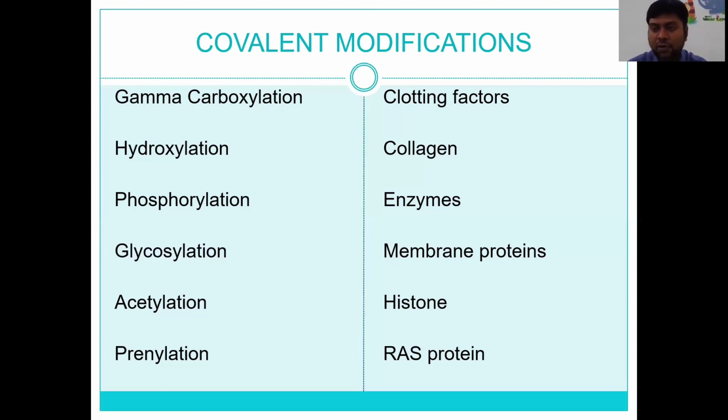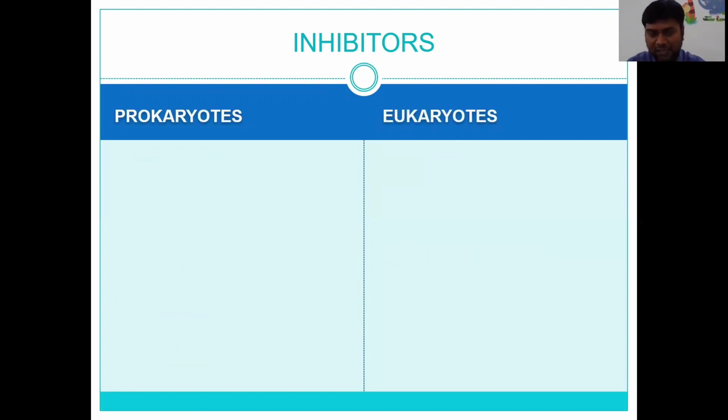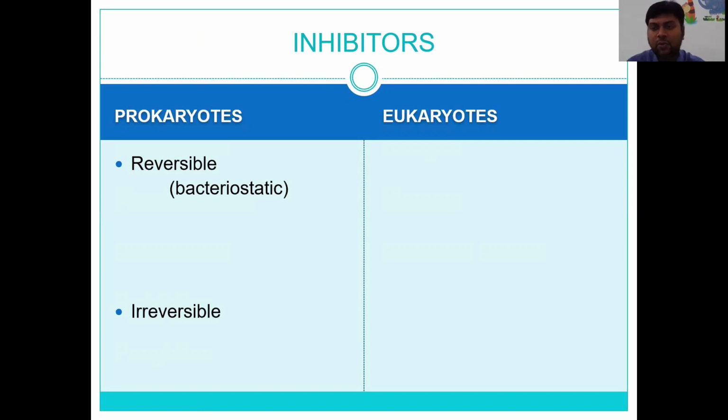And finally, we will move on to the clinical significance, where we will be discussing the inhibitors of the process. We have separate inhibitors for prokaryotic translation and eukaryotic translation. The inhibitors of prokaryotic translation are mainly used as antibiotics against various bacteria. Some of these antibiotics can be reversible inhibitors and some can be irreversible inhibitors. The reversible inhibitors are called bacteriostatic antibiotics, whereas the irreversible ones are called bactericidal drugs. Now we will see the examples for each of these categories.